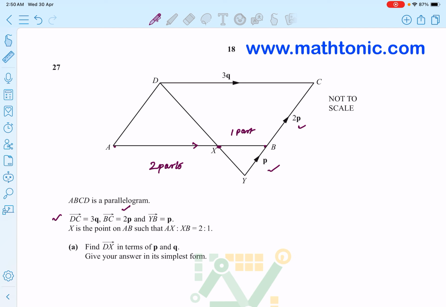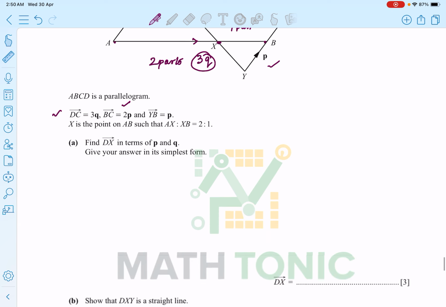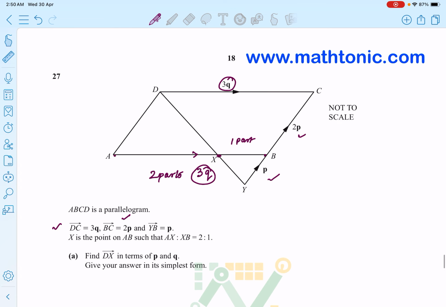So this total length also will be 3Q, because both sides will be exactly the same. So the first question is: given that, find DX in terms of P and Q. Which is DX? We need to find DX, this one, right? Okay, you tell me how to find DX.